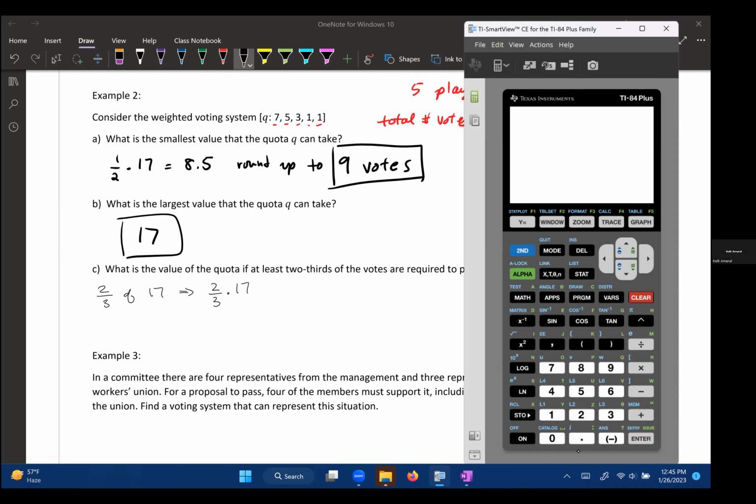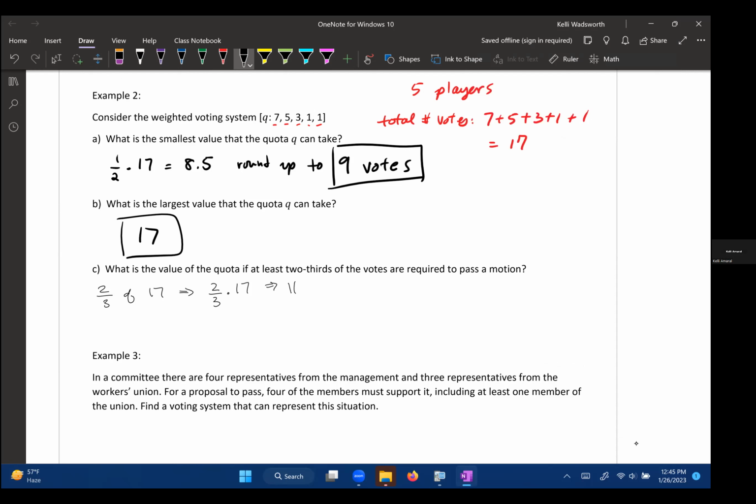Wait, let me clear. So what we want to do is 2 divided by 3, so that's 2/3, then times 17. So 2/3 times 17. So that's 11.3 repeating. If you remember, 0.3 repeating is actually 1/3. So 11.3, where the 3's continue on forever, is the same thing as 11 and 1/3. That's really ugly. If you put the bar over the 3, that's a way to note that the 3 is actually repeating forever. Or you could write it as a mixed number, 11 and 1/3. So it's a third more than 11, a little bit more than 11. So 2/3 of 17 is a little bit more than 11.